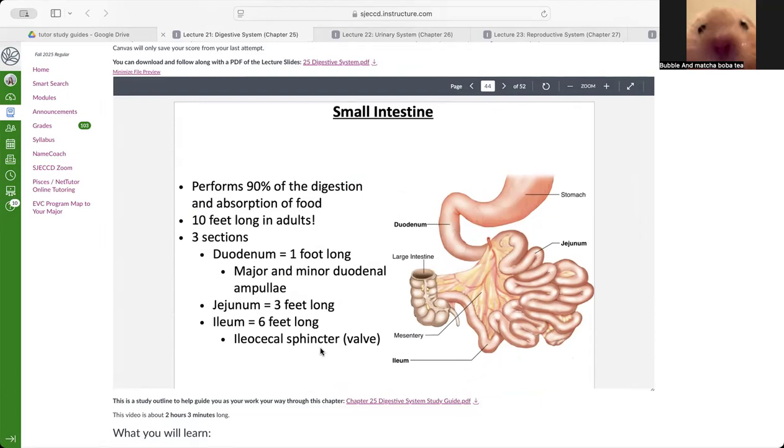And then we have the small intestine. This one performs most of the digestion and absorption. So when you die, the intestine is longer because the muscularis layer relaxes and the small intestine stretches out.